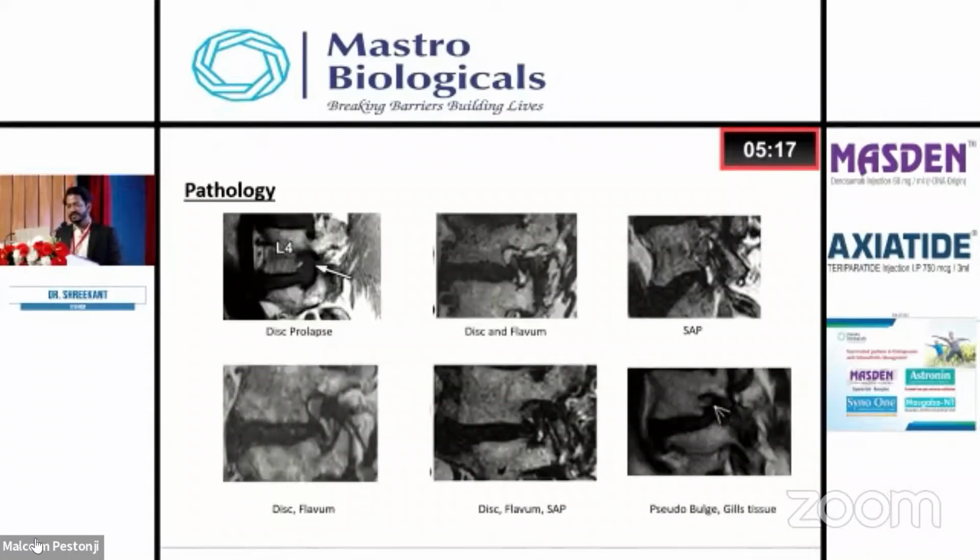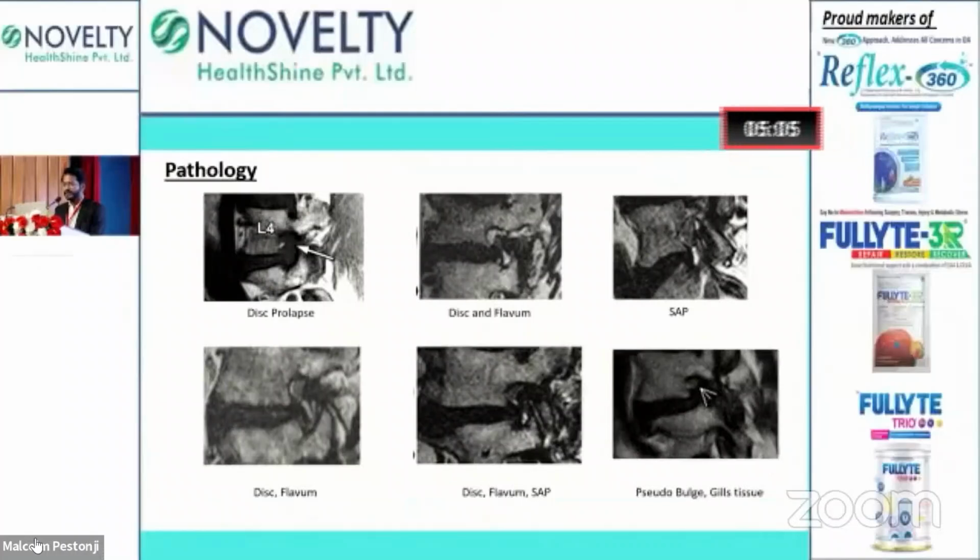If you see the first image, the foraminal stenosis is purely caused by the disc. In the second image, it is caused by the disc as well as the flavum. In the third image, you can see the tip of the SAP impinging on the nerve root and causing the foraminal stenosis. In the fourth image, it is the disc and flavum, then the disc, flavum, and SAP. At the lower lumbar levels, foraminal stenosis is always multifactorial. But at the higher lumbar levels, like L1-L2, it is mostly caused by the disc.